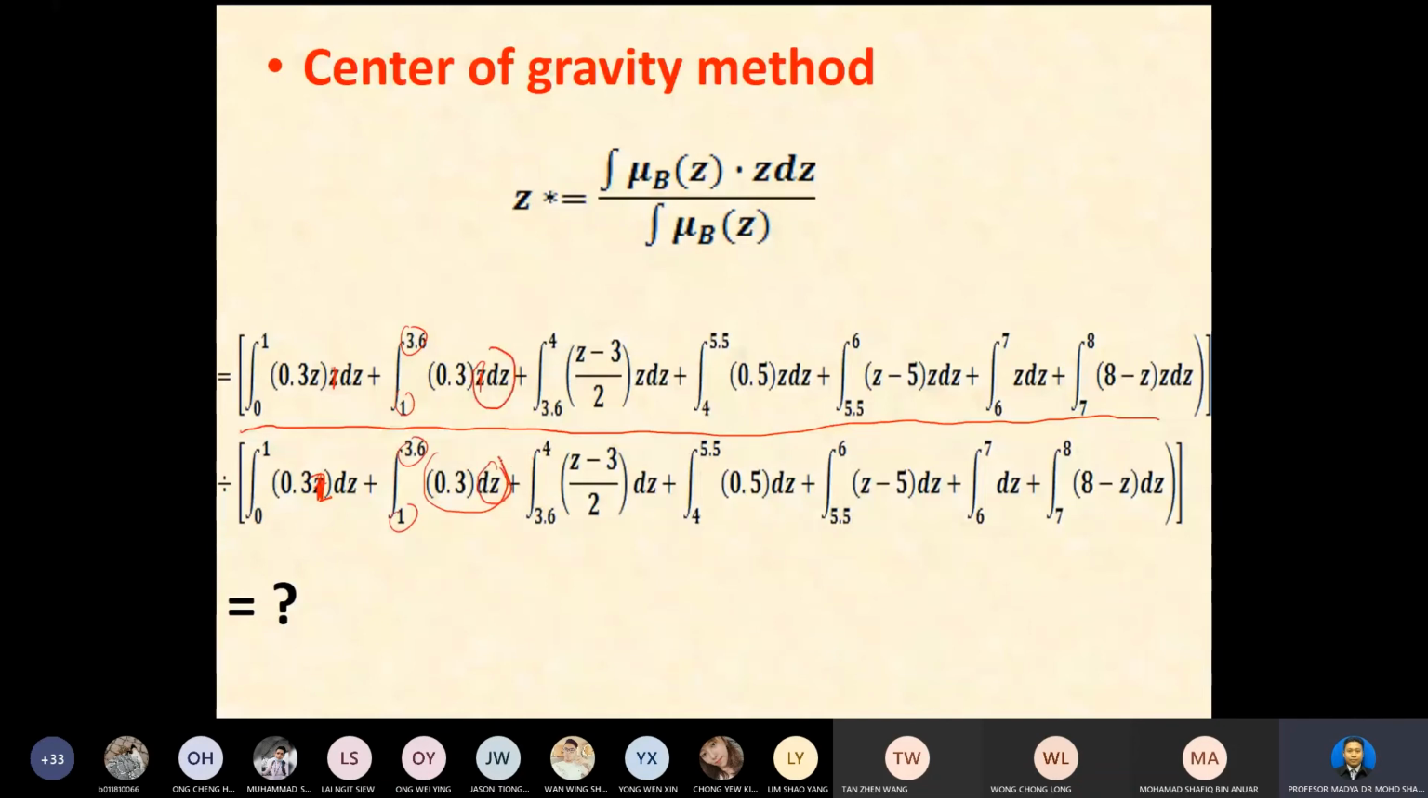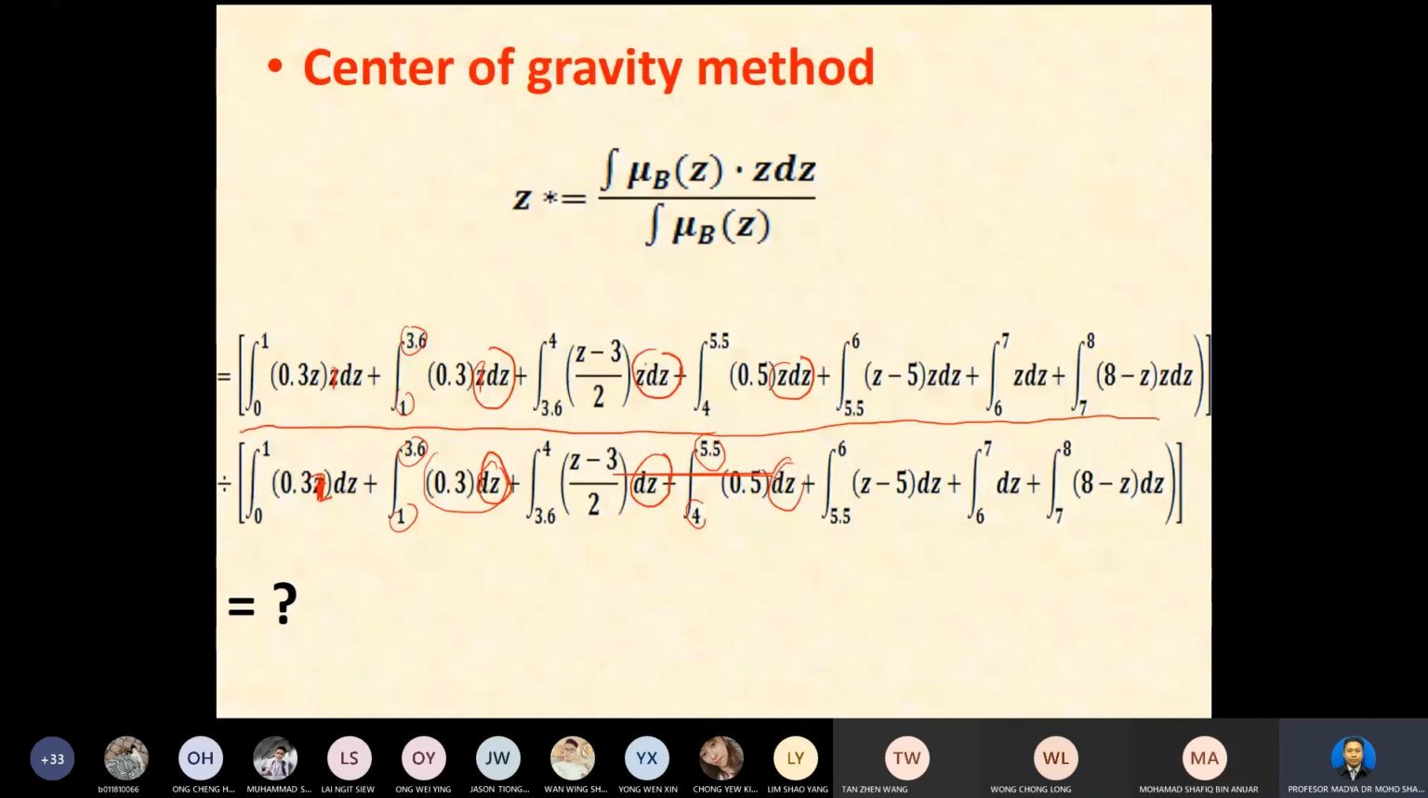Similar like this one, the equation will be the same, but this one will cancel the z here. So this one has no z here. The equation will be the same. The integration from point to point will be the same. The value here will be the same, but this part will be different. So this one will be integrated by z dz, this one only dz.